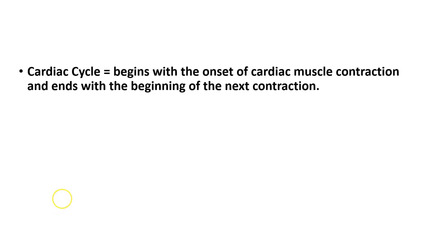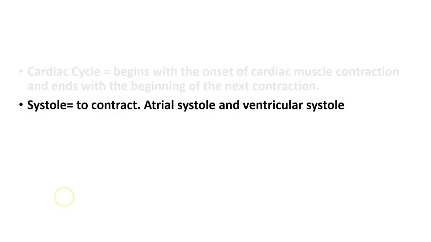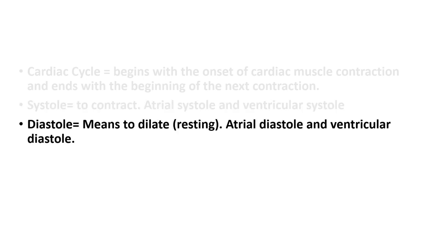Okay, so we're going to talk about the cardiac cycle, and that's when the muscle starts contracting to the beginning of the next contraction. So the atrium are going to contract, the ventricles are going to contract, then the next cycle starts. Systole means to contract, so when you hear the term atrial systole, that means it is contracting. Ventricular systole means they are contracting. Diastole means to dilate or resting. Atrial diastole and ventricular diastole.